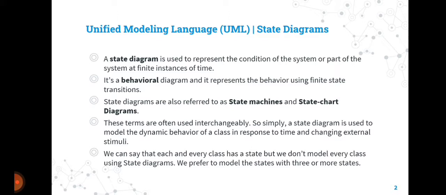State diagrams are also referred to as state machines and state chart diagram. These terms are often used interchangeably, so simply a state diagram is used to model the dynamic behavior of a class in response to time and changing external stimuli. We can say that each and every class has a state, but we don't model every class using a state diagram. We prefer to model the states with three or more states.